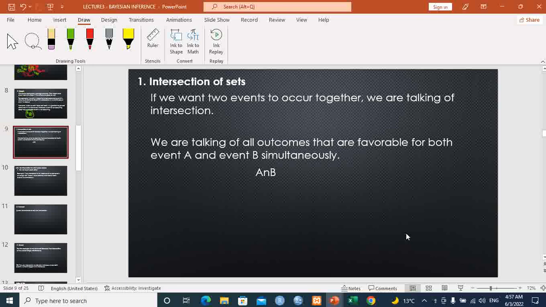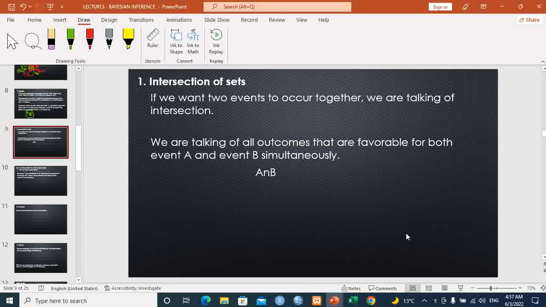In our previous classes we have been looking at how sets interact. In this class we are going to look at how sets happen together or fail to happen together. That is when we have intersection of sets and union of sets. Let's look at intersection of sets first, and then we go to union of sets.